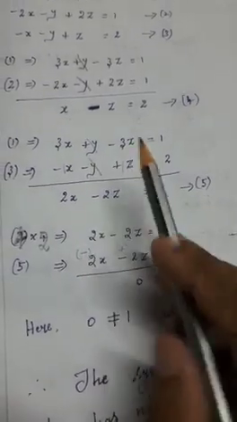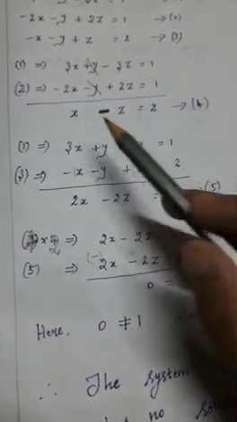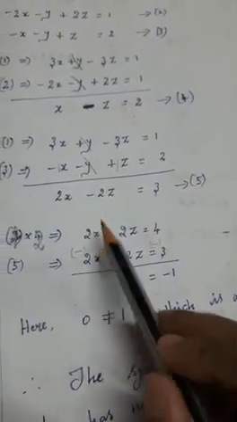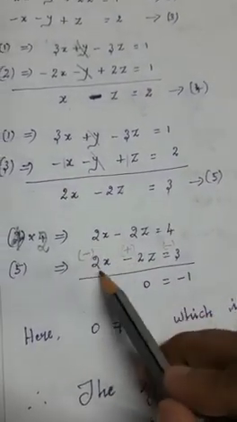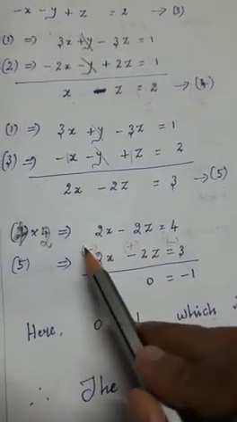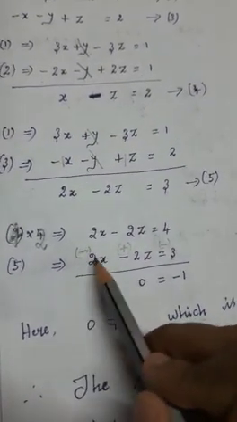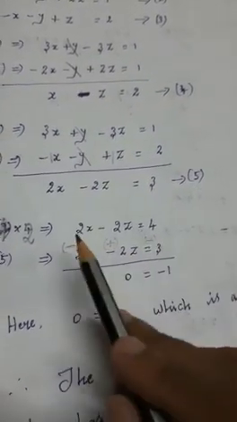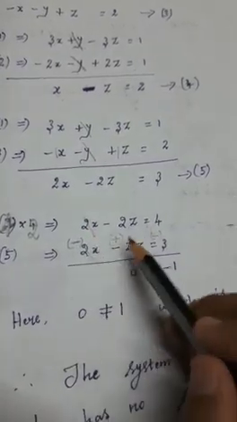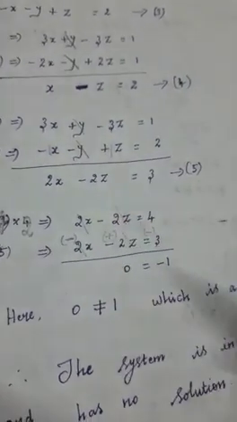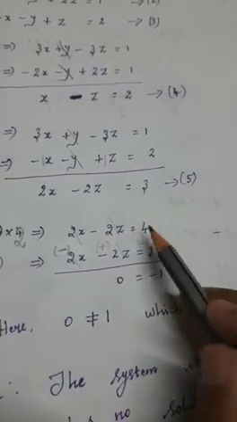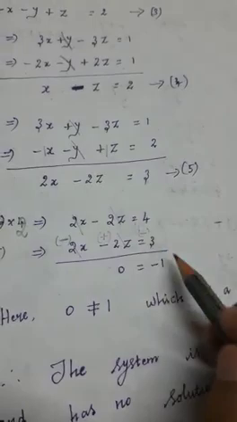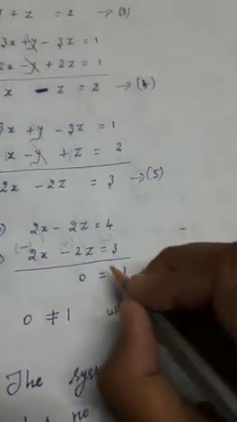Now we need to eliminate only one variable, but here both variables are eliminated. Now we need to add or subtract. If you add, it will not be eliminated, so you have to subtract, which means changing the signs: plus becomes minus, minus becomes plus. Now this and this are eliminated. Here also this and this give 0. So 0 is equal to, now 4 and minus 3, that is plus 1.